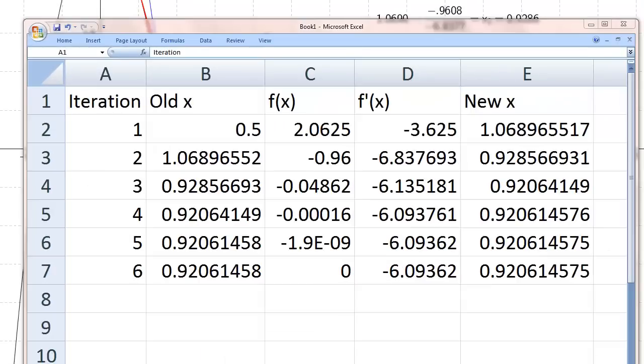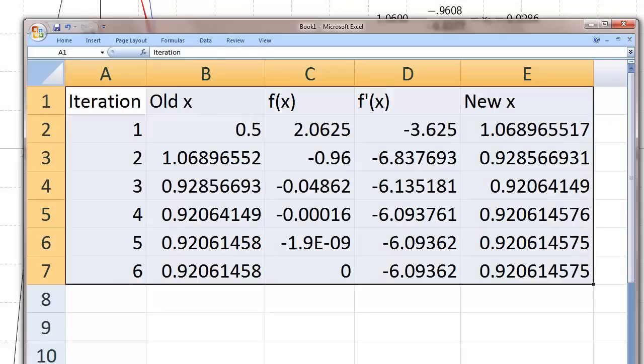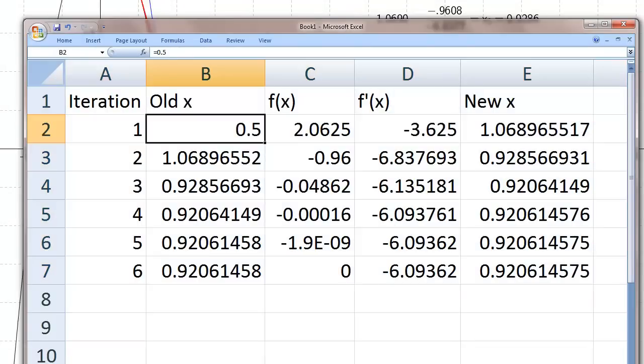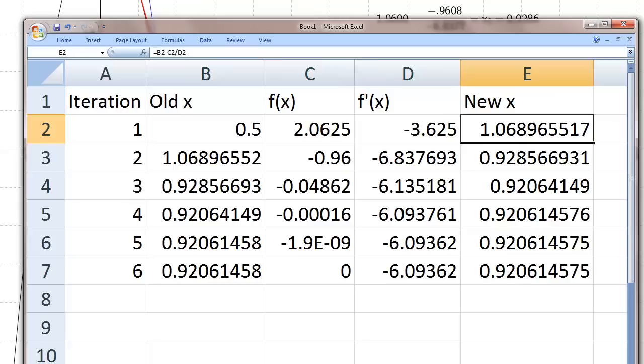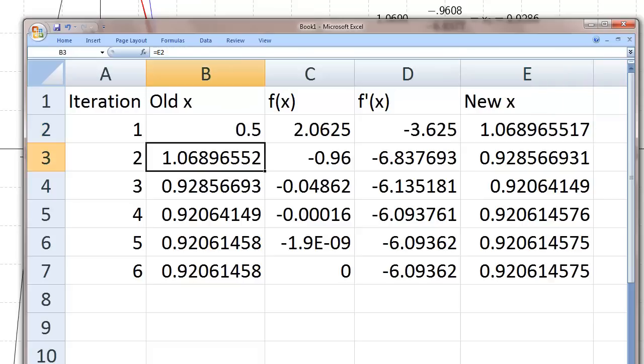In fact, it's probably a good point to tell you about making a table. I wrote a little program in Excel to do this, but making a table, even if you're doing it manually, is a great way to go, because it organizes your information very nicely. So what I have here is the original x of 0.5. I computed f of x and f prime of x, and that's enough information to give me the new x, because it's the original x minus f of x divided by f prime of x. That value in the next iteration becomes the old x value that we start with again, and we repeat the process.